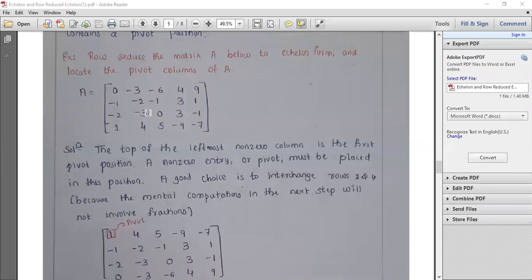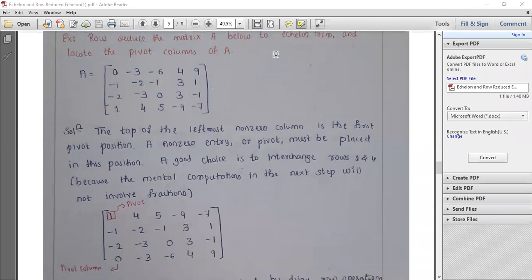See, here this is the matrix. Row reduce the matrix capital A. Examples will be asked in this way: row reduce the matrix capital A below to echelon form and locate the pivot columns of A. So we have to reduce the matrix and then locate where the pivot columns are. I'm giving the whole explanation here in order to understand the problem. Here, this is the given matrix, capital A.